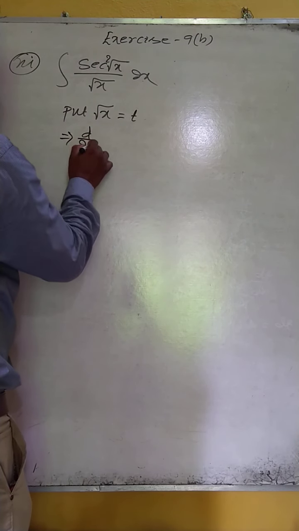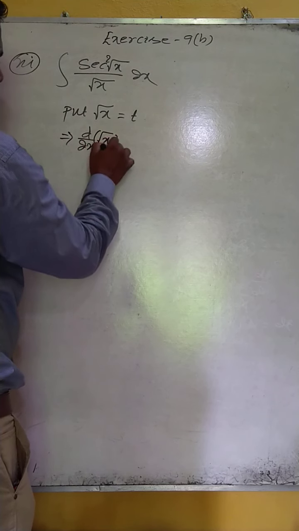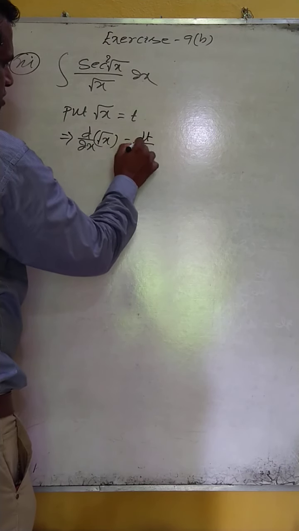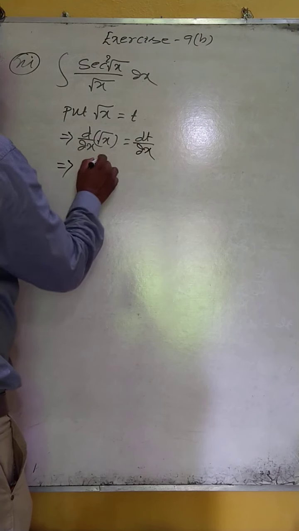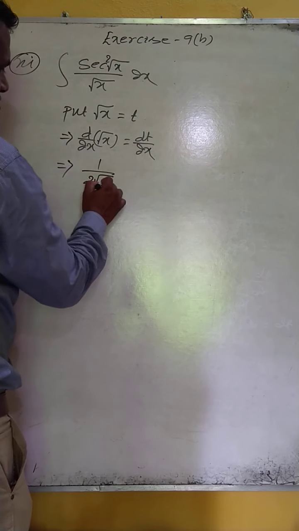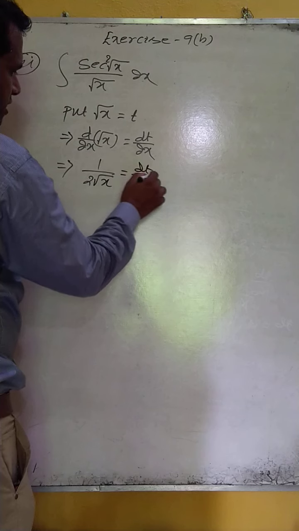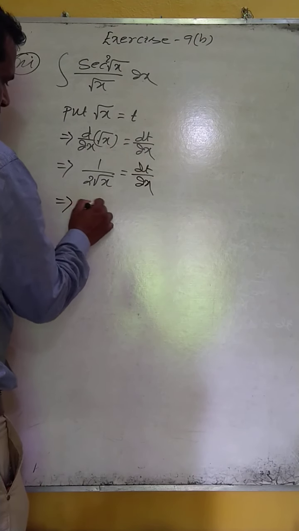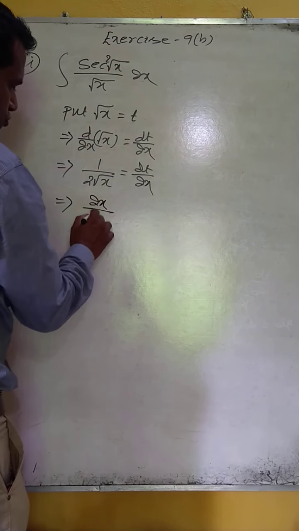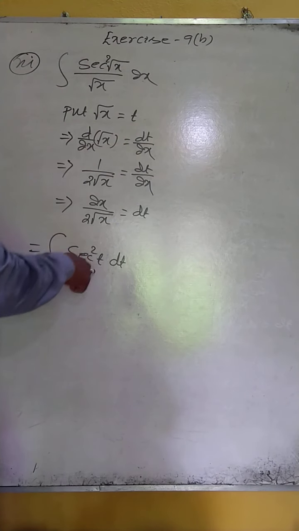Differentiate both sides with respect to x. d by dx of root x is equal to dt by dx. You know the derivative of root x is 1 by 2 root x, that is equal to dt by dx, that implies dx by 2 root x is equal to dt. So the integrand becomes integral sec square t dt. In place of dx by root x we put 2 dt, and in place of root x we put t.